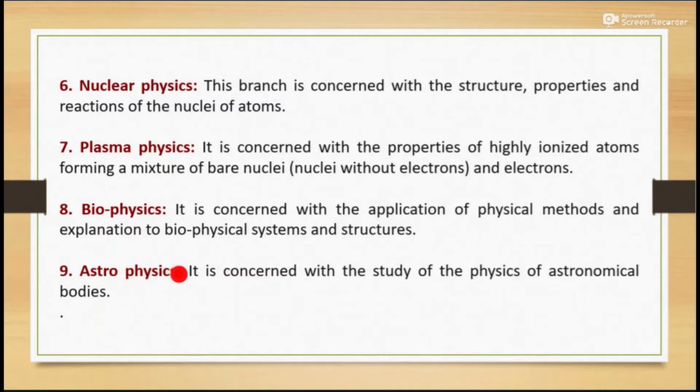Astrophysics. Astro means we are concerned with astronomical bodies, for example stars, planets and galaxies. We will discuss them in astrophysics. How far planets are from Earth and the distances between them we will measure in astrophysics, and we will study how many planets there are, how stars illuminate, and how fast light travels. These types of studies are in astrophysics.